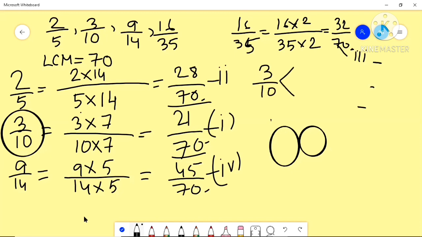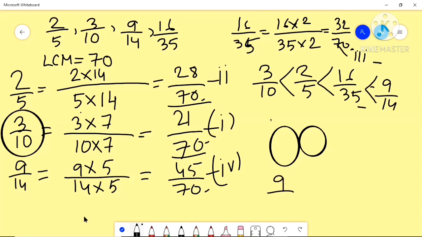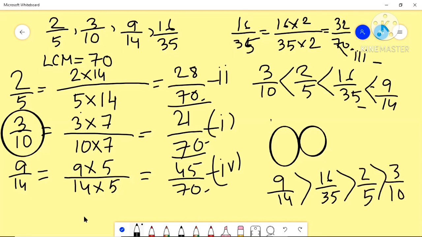I'm doing it ascending, so I will write down this one. Then 2 by 5. Then less than. Third number is 16 by 35. And then the last one is 9 by 14. And if you want to arrange in descending order, just make it opposite. 9 by 14 greater than 16 by 35 greater than 2 by 5 greater than 3 by 10.